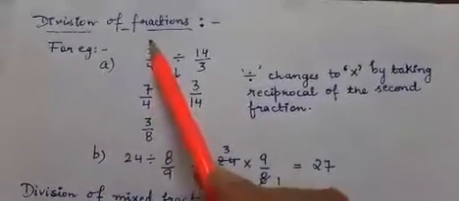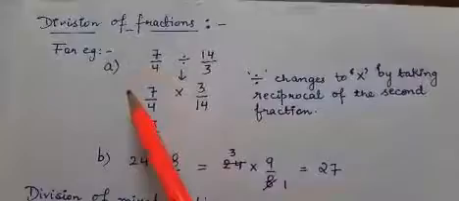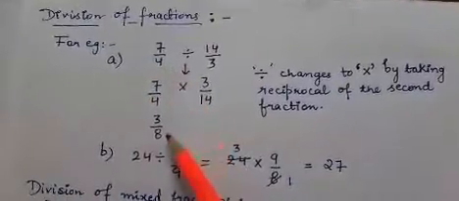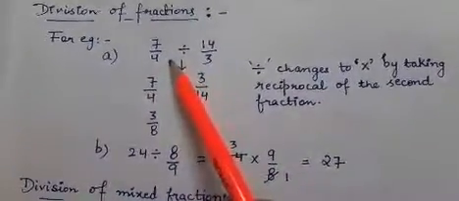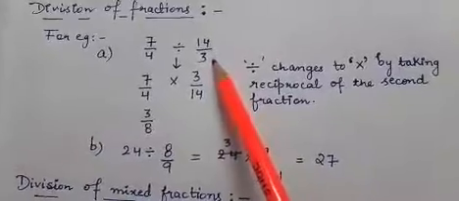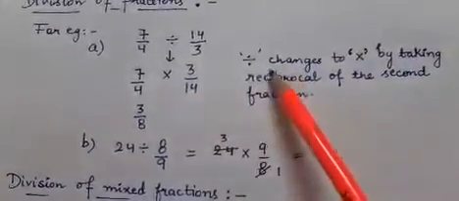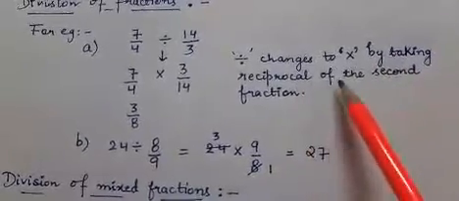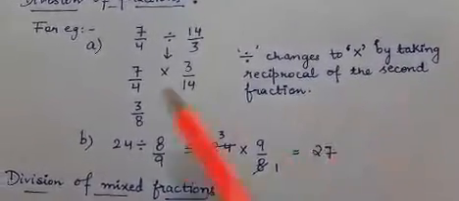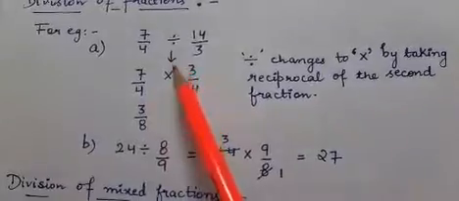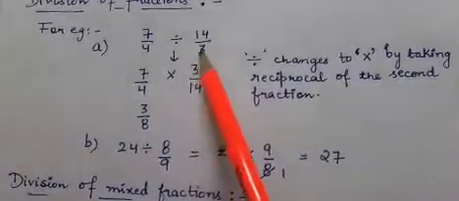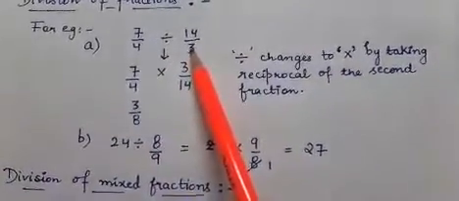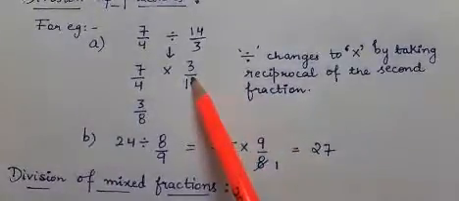Our next heading is division of fractions. So I am taking some examples here, like 7 upon 4 divided by 14 upon 3. Always remember the division sign changes to multiplication by taking the reciprocal of the second fraction. So I have changed the division sign into multiplication by taking the reciprocal of 14 upon 3. So it changes to 3 upon 14.